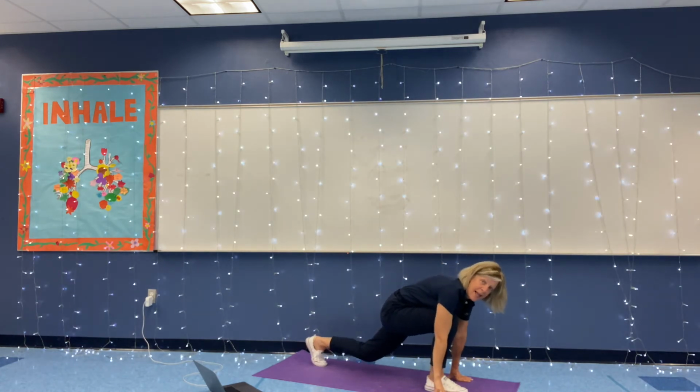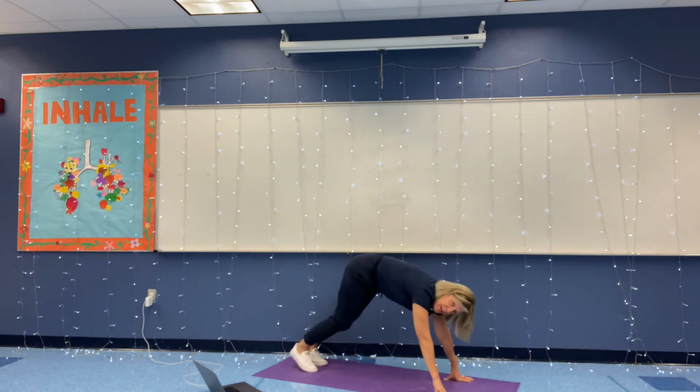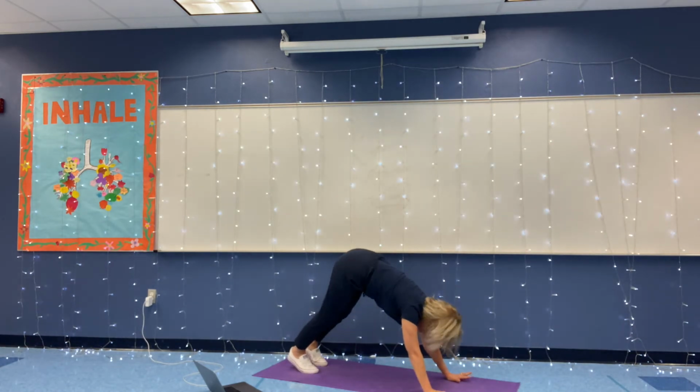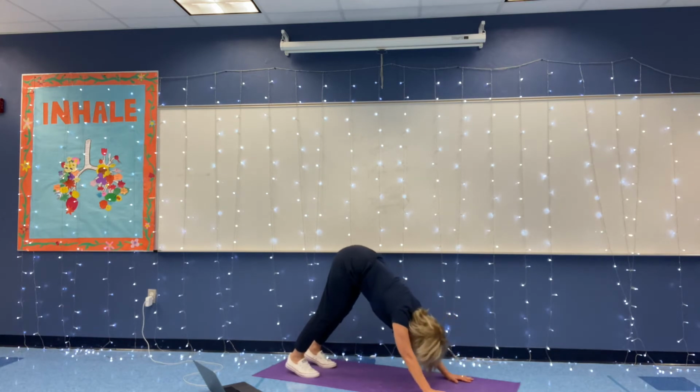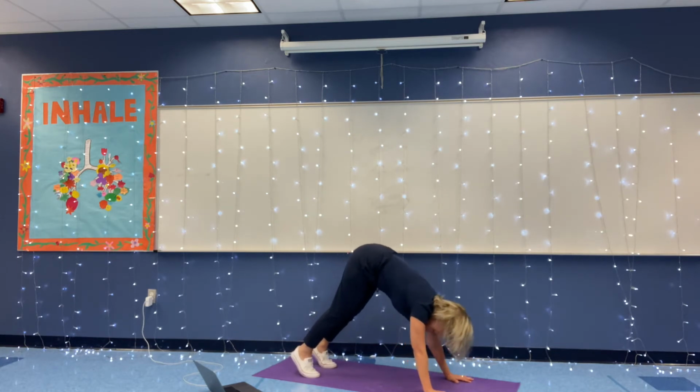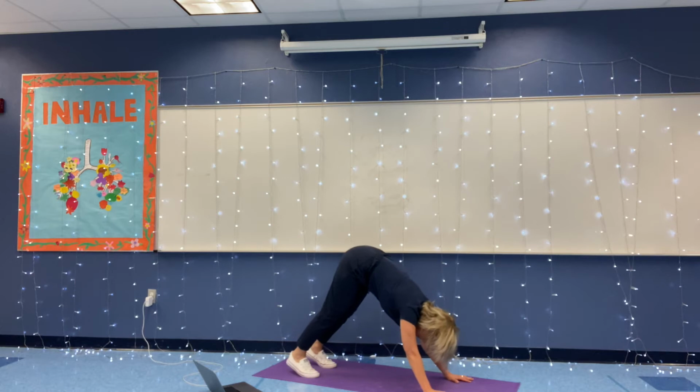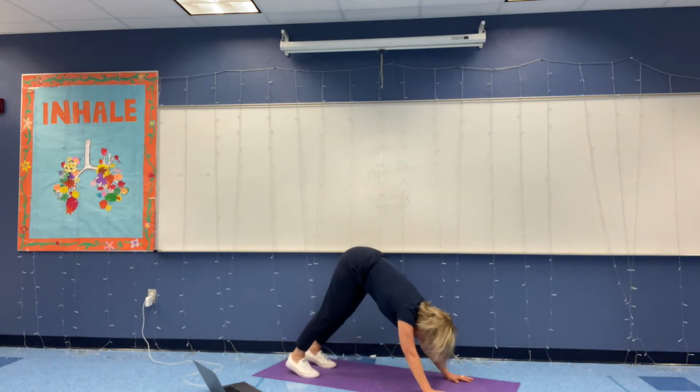Straighten your back leg and come back to downward facing dog. Lift your front foot. Come back. All right, enjoy this downward facing dog leg. Spread your fingers wide. Yeah, and breathe. We're gonna do the same thing on the other side.